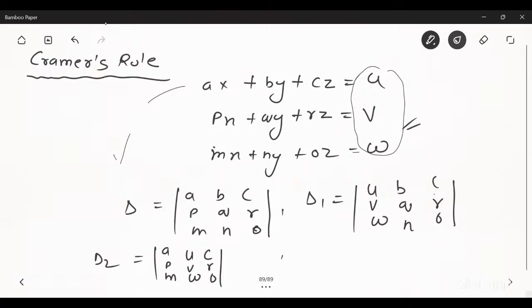Now the value of delta 3. Delta 3 is that one is put at third column. So U V W, A B, P Q, M N. So that was the value of delta 3. Now the value of X is delta 1 upon delta. The value of Y is delta 2 upon delta, and the value of Z will be delta 3 upon delta. So that was Cramer's rule.